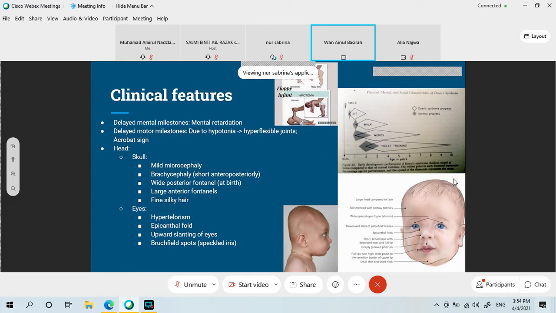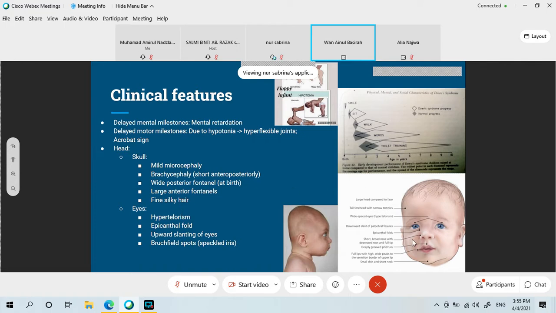Okay, and then for the head, the patients might have mild microcephaly, brachycephaly, and short anteroposterior diameter like in the picture. You can see the anteroposterior diameter. And then wide posterior fontanelle and large anterior fontanelle, though I don't have a picture for this, and then fine silky hair. For the eyes, the patients may have hypertelorism, which is widely spaced eyes, as you can see in the diagram. Epicanthal fold, you can also see on the diagram. Upward slanting of the eyes.